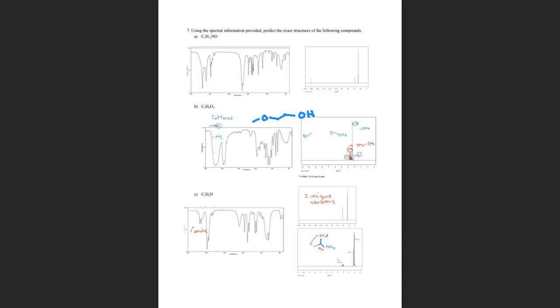1620-ish. Okay, so hold on. This is 1600. This is 1700. Hold on. 17, 16. Okay, aromatic. If we take a look at our formula, an aromatic would need how many degrees of unsaturation? Does it look like we have those 4 degrees of unsaturation?